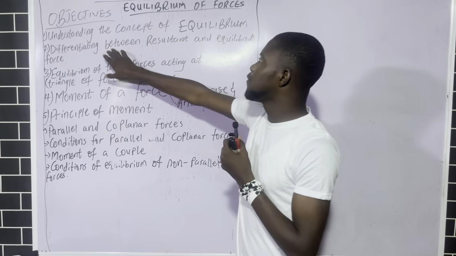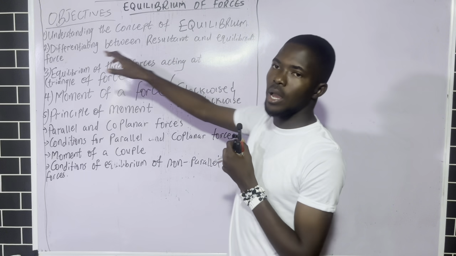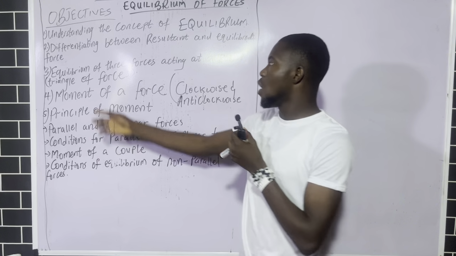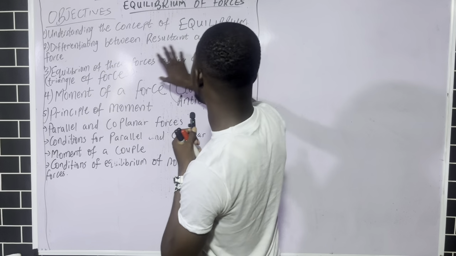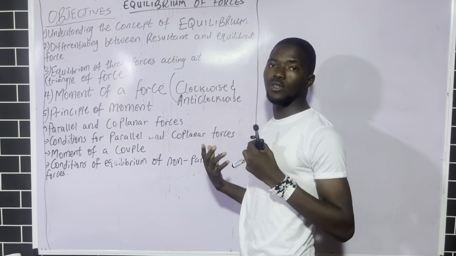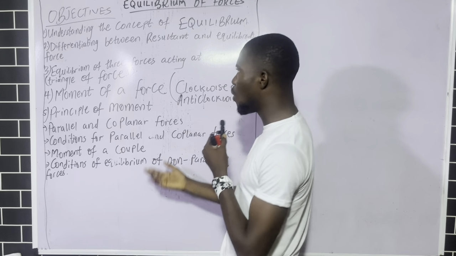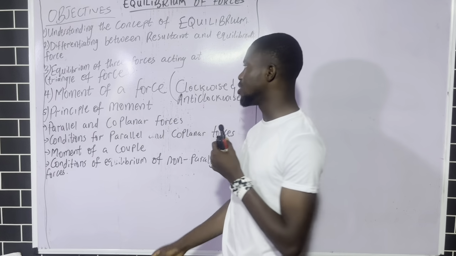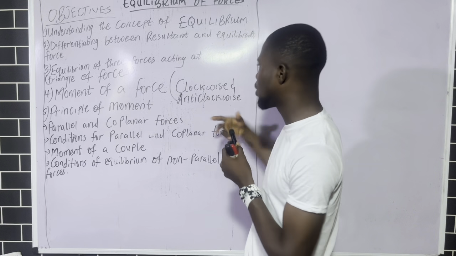We're also going to be looking at the difference between resultant and equilibrium force, and at equilibrium force properly. We're going to be talking about equilibrium of three forces acting at a point. When three forces act at a point and they are in equilibrium, what will happen? We're also going to look at moment of a force. This is the dread of many students, how to solve moments. But don't worry, we're going to look at it here.